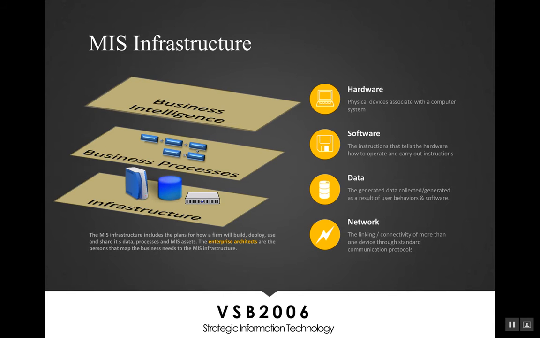Okay, so we talked a bit about what MIS is. There's obviously the people, the process, and then the technology. What we're going to be talking about here is what makes up what we call the MIS infrastructure. We can define this as how an organization will build, deploy, use, and share data processes and MIS assets.